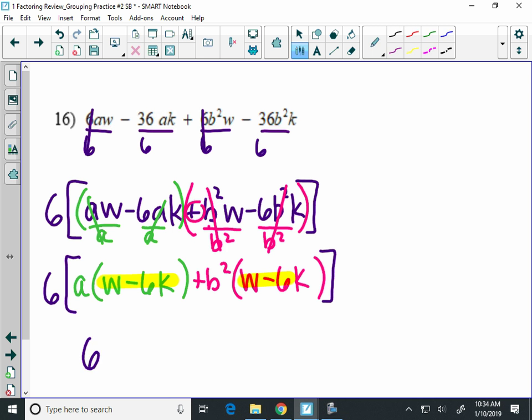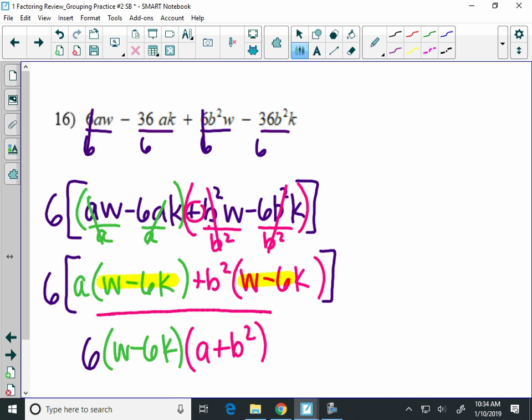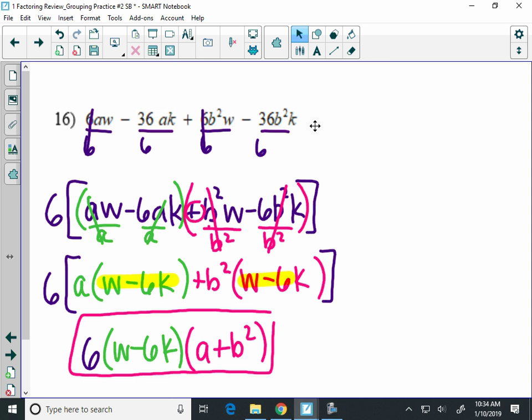The 6 comes down in front. The w minus 6k is one factor. And the a plus b squared is another factor. And that's it. There's no other factoring you can do. So that would be your final factored form from grouping.